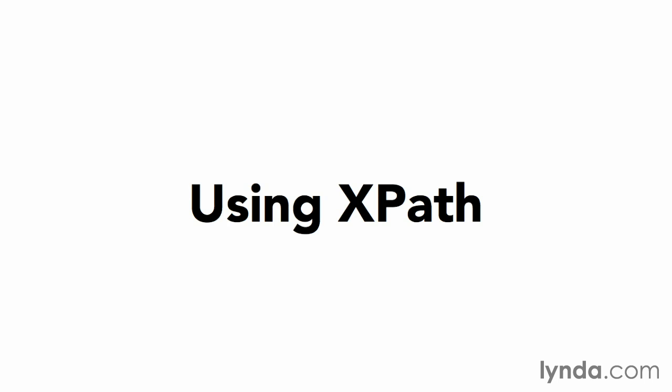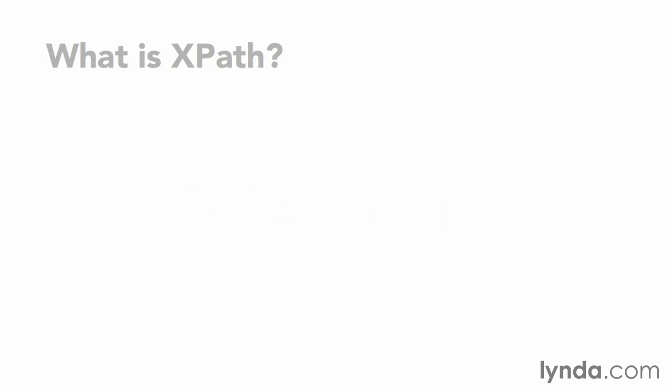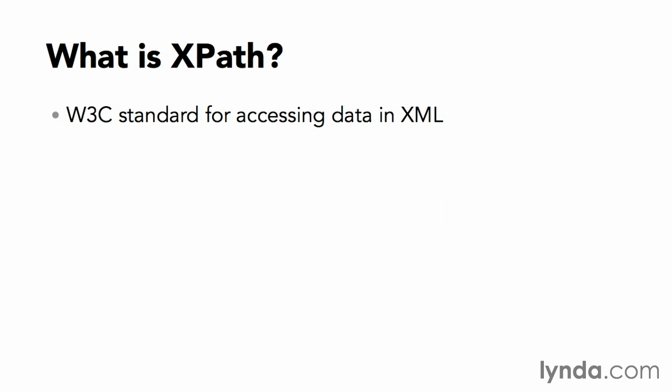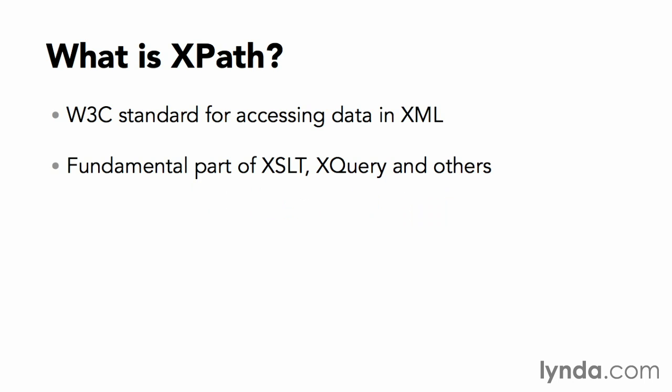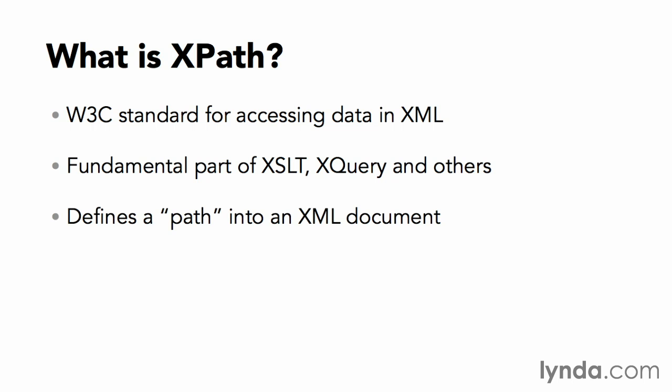A little earlier in the course, I talked about some complementary technologies for working with XML, and one of those is XPath, which is what we're going to cover in this section. XPath is a W3C standard for accessing data in XML content, and it's a pretty fundamental part of some other XML technologies like XSLT, which we'll look at in a little bit, XQuery, and some others. Essentially, XPath allows you to define a path into an XML document.